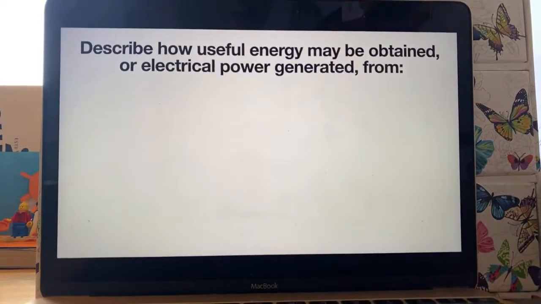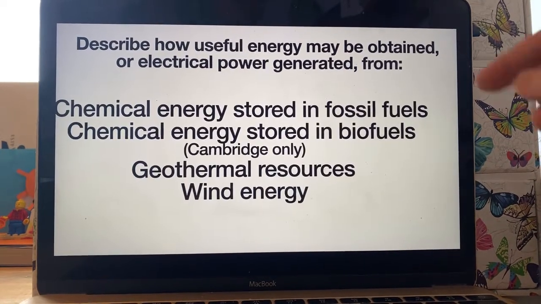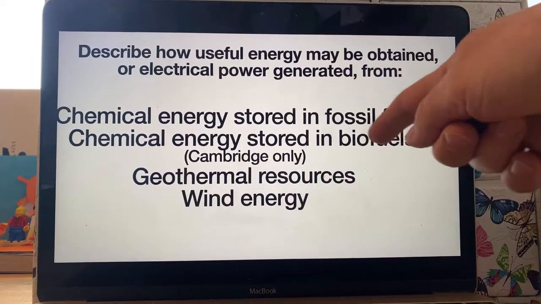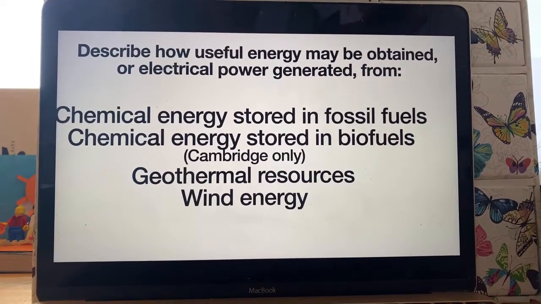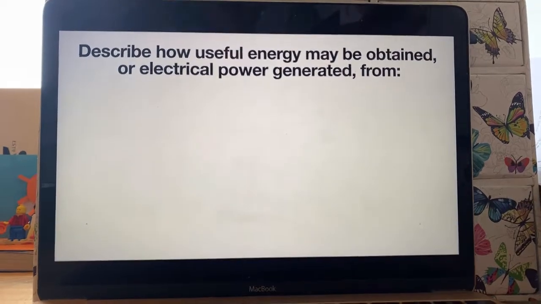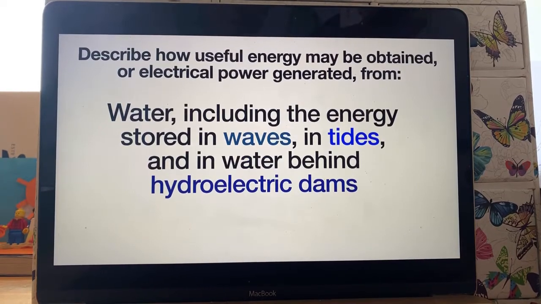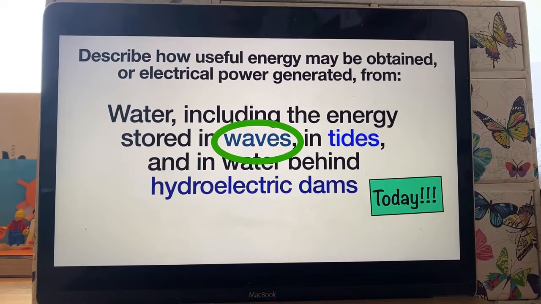So we've done all these ones. Describe how useful energy may be obtained or electrical power generated from chemical energy stored in fossil fuels, chemical energy stored in biofuels, which you only actually need if you're doing the Cambridge specification, and geothermal resources and wind energy. Right, today we get to look at, yay, how you generate electricity from water, waves and tides and dams. So we'll do all that today, but we'll start with waves, all right?